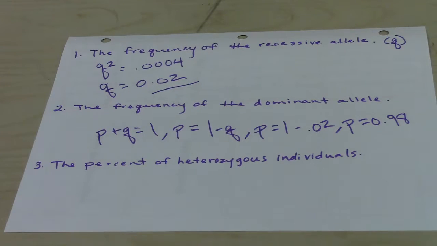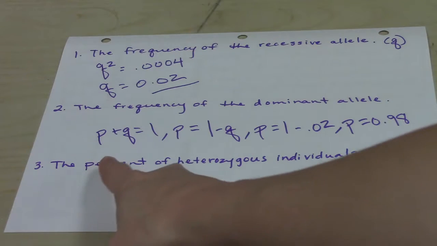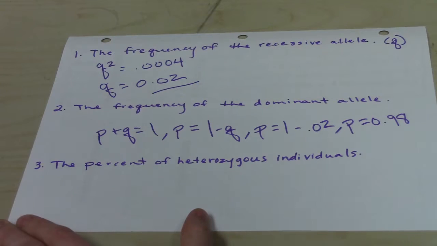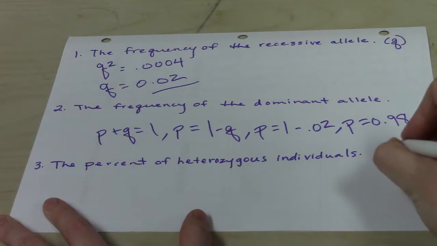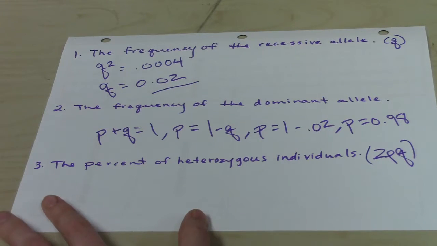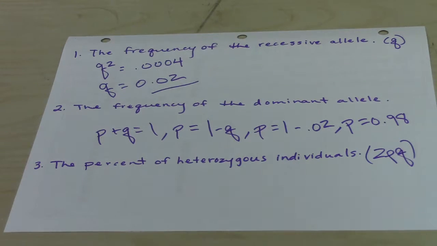And then finally, now that we've found the allele frequencies, it wants us to find the percent of heterozygous individuals in the population. Okay, so this has a couple of steps. First of all, the percent of heterozygous individuals is going to be the same thing as 2pq. All right, that's the frequency of heterozygous individuals.